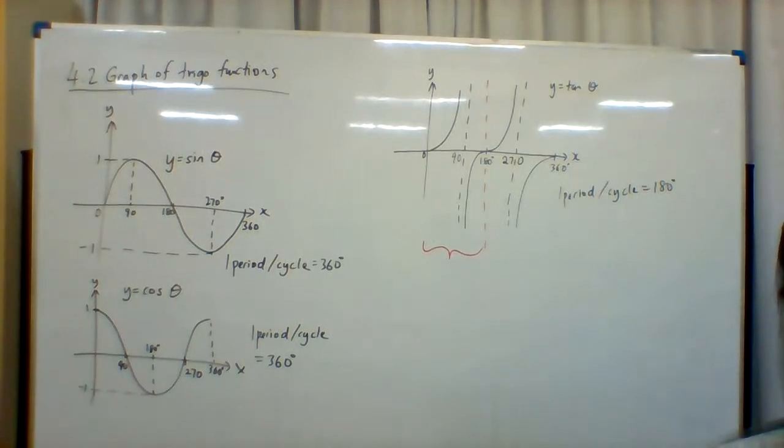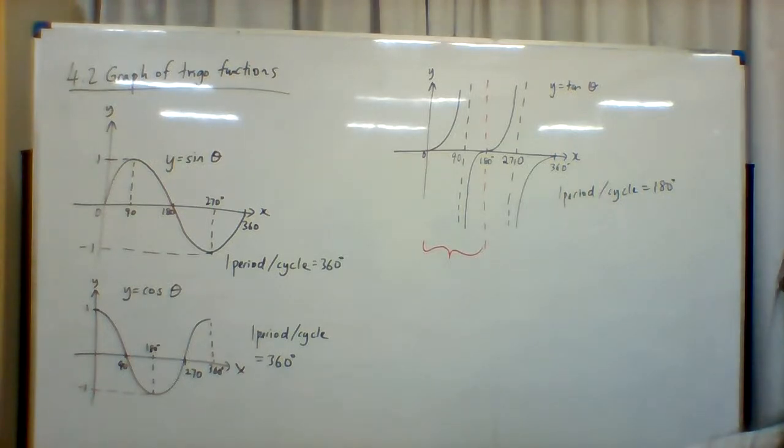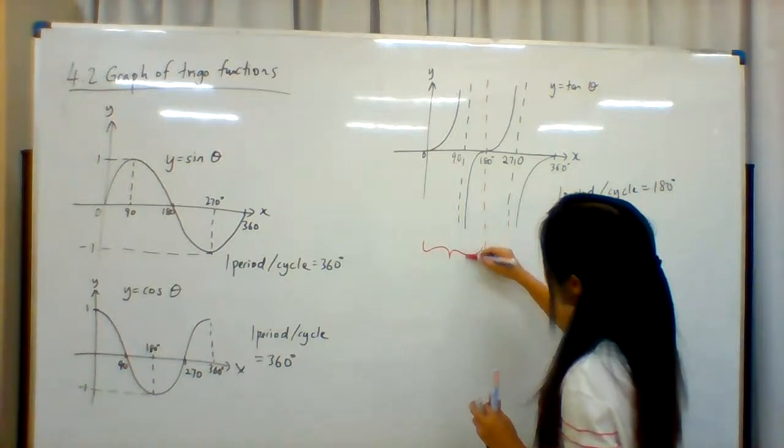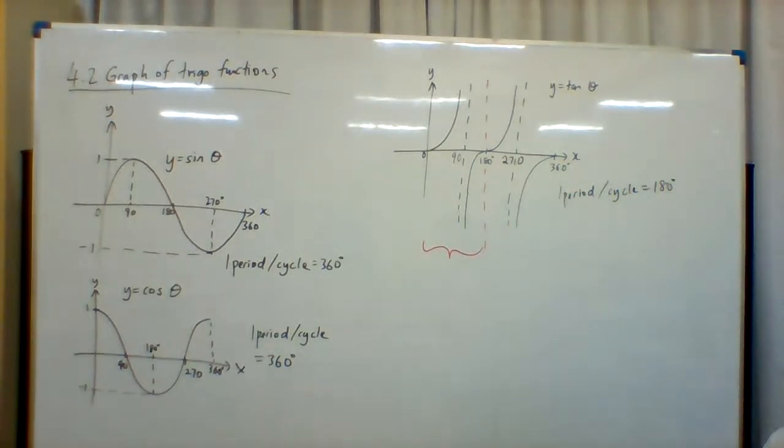Oh yeah, for your tangent graph, there's one more thing I want you to remember. The tangent graph doesn't have a maximum or minimum, right? If you extend this, it can keep going up, up, up. If you extend this down here, it can keep going down, down, down until we don't know when. So there is no maximum or minimum for the tangent graph.